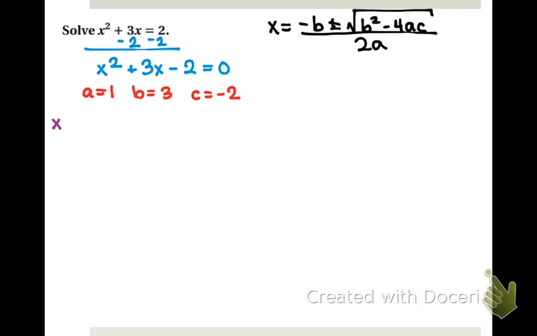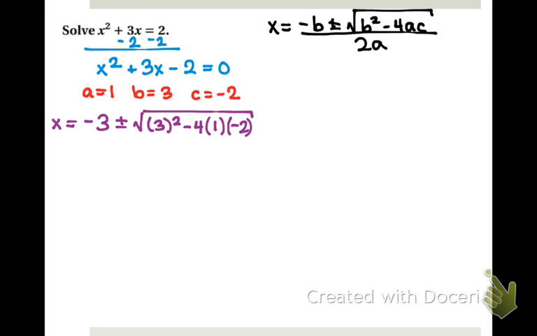So, for this particular example, x is going to be equal to the opposite of b. Our b is 3, so the opposite is negative 3. Plus or minus the square root of b squared minus 4 times a times c.